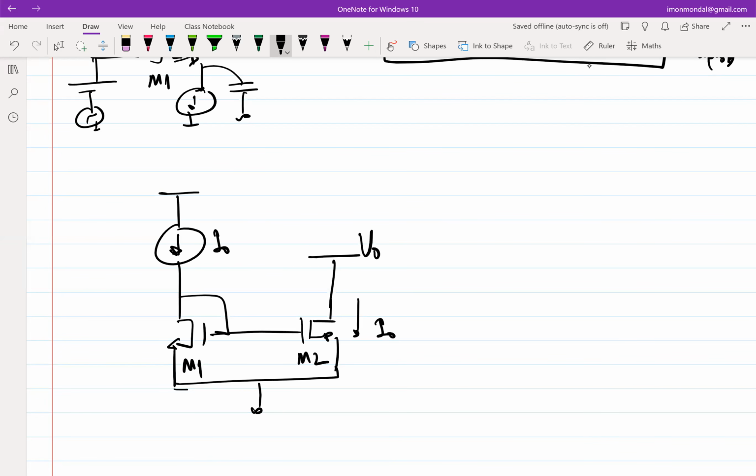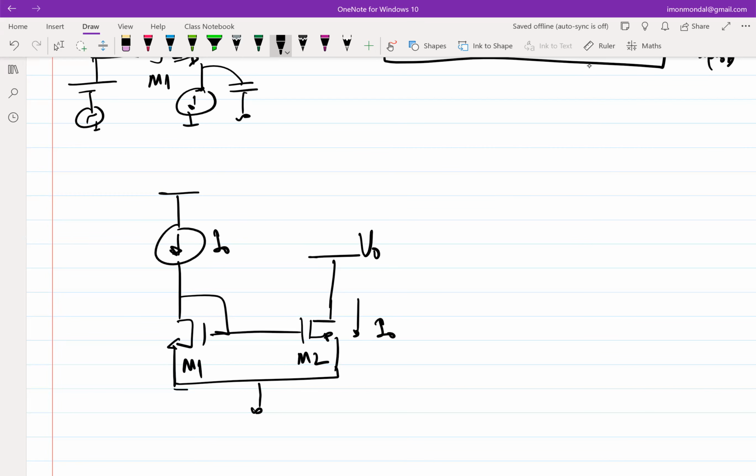However, if I consider channel length modulation, then will it be identical? It will be identical only under certain constraints. What are the constraints in which it will be identical? Okay, lambda is same. I give you that. Mu, Cox, VT, lambda, all are same. I want the currents in both the branches to be identical. So what constraint should it be? Right. So the drain voltage should be the same.